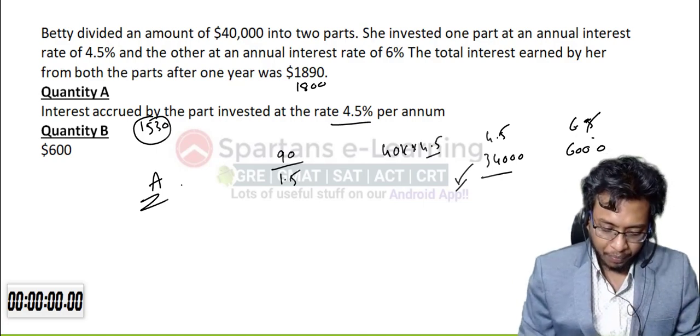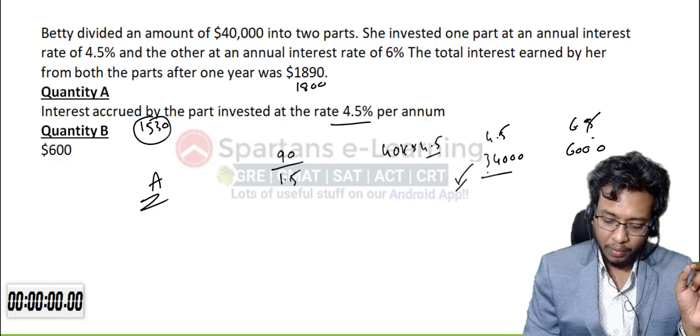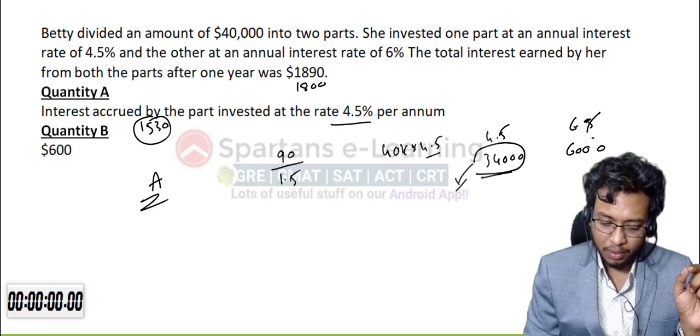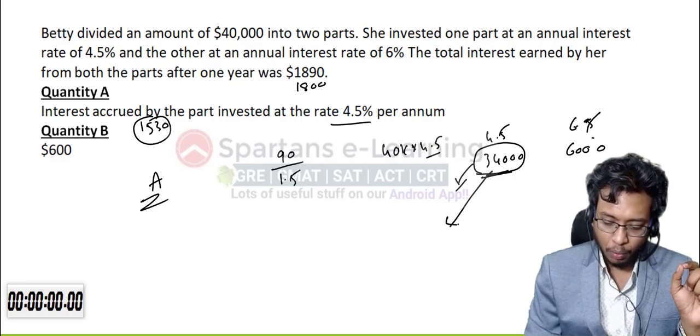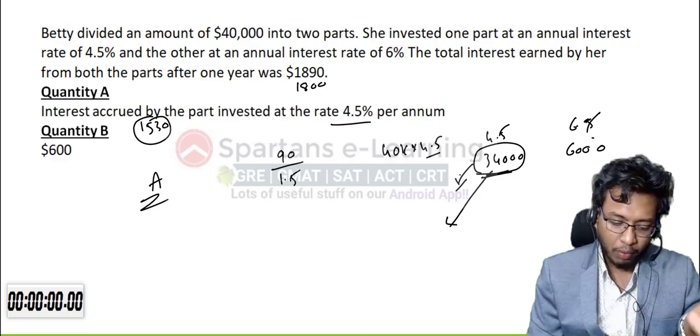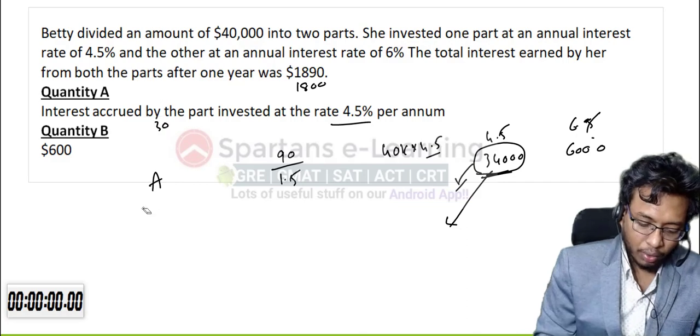See here. Interest accrued by the part invested at the rate of 4.5%. So money he invested is this much, right? Money he invested is this much, and now what is the interest he is getting? 4.5% of 34,000 will be 1530. That's it. Now let us solve this question.